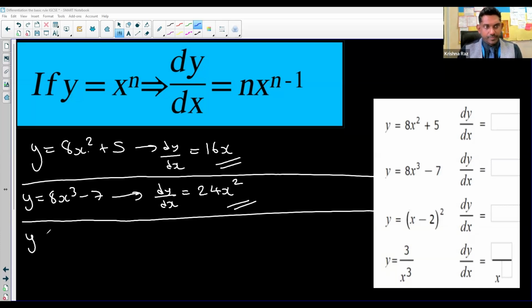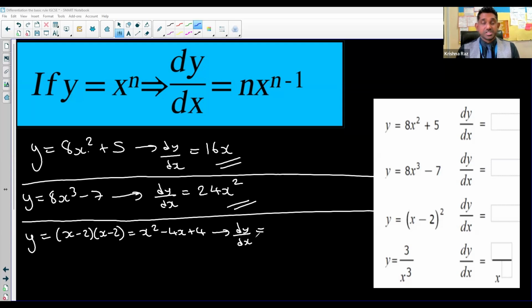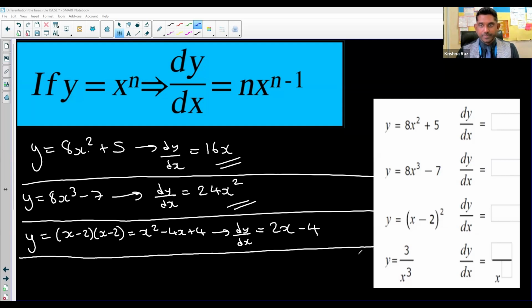Third one, x minus 2 all squared means this, which will expand to this. So when we differentiate it, we just have to differentiate each of the component parts. So x squared goes to 2x, minus 4x goes to minus 4, and 4 differentiates to 0.